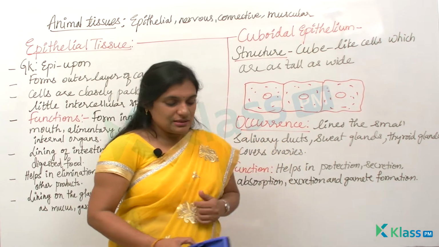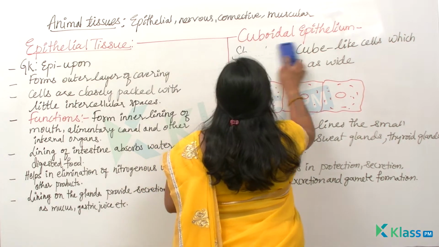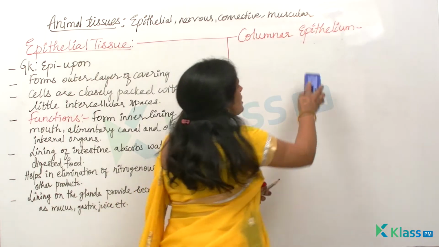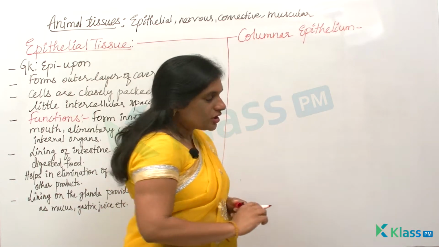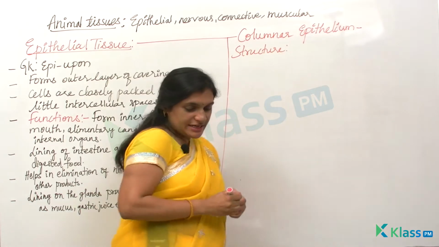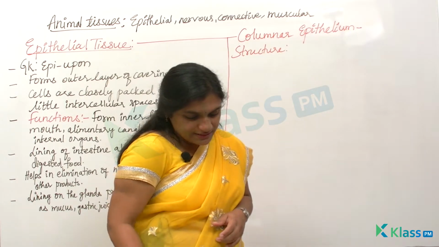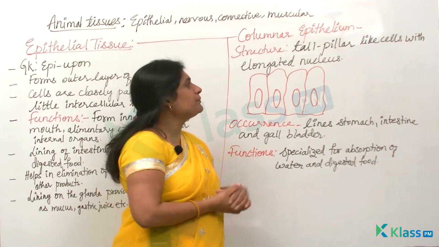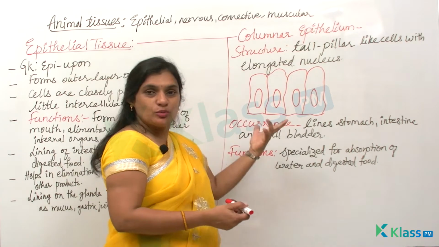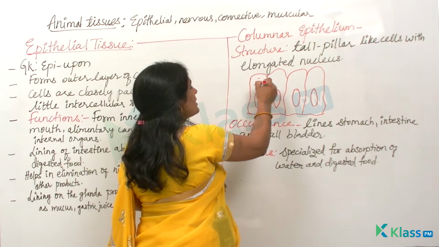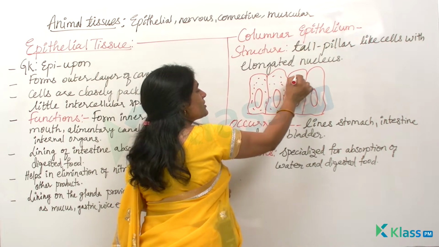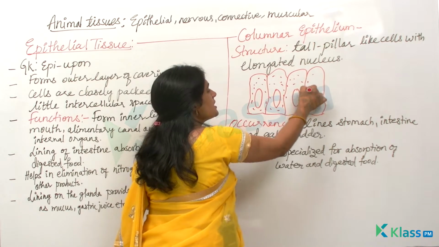So, next let us learn about the next type of epithelium, which is columnar epithelium. When you talk about the structure of this columnar epithelium, the name itself indicates that they are tall pillar-like cells. The structure of these cells is different from cuboidal. They are tall pillar-like structures which have an elongated nucleus. You can see the long, stretched nucleus present inside these cells, right?